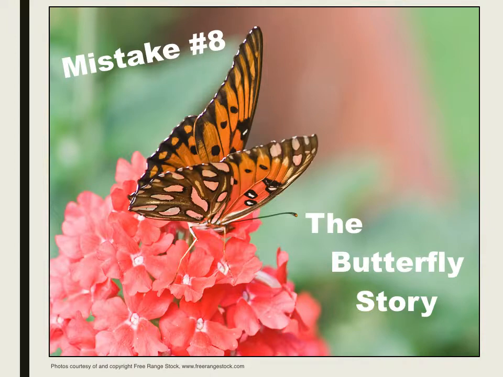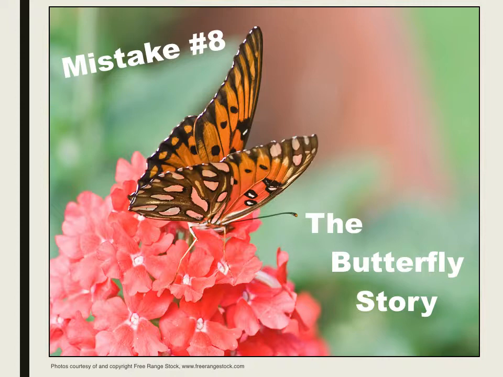Mistake number 8 can be found in the butterfly story. I invite you to try and to determine this mistake as we work through the story. One day, a man found a cocoon of a butterfly, and he found a small opening. He sat and watched the butterfly try to make its way through this small opening in the hole.